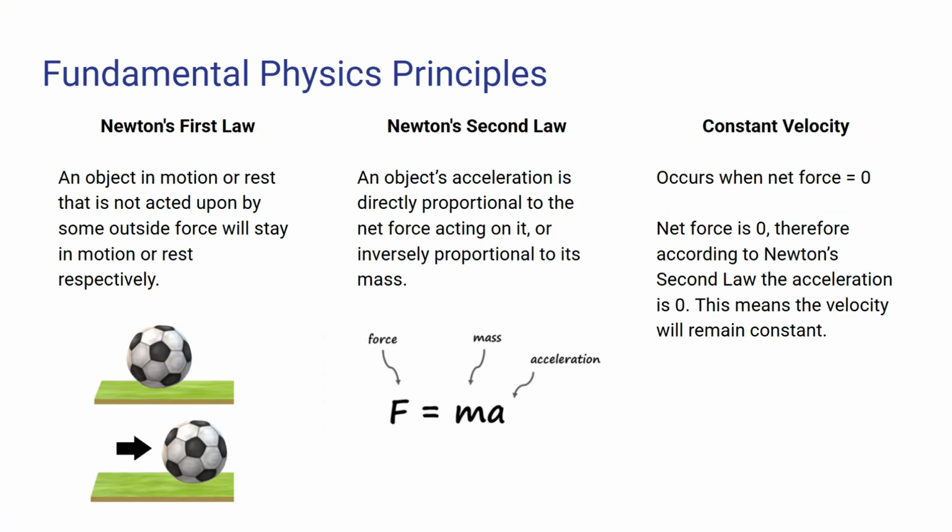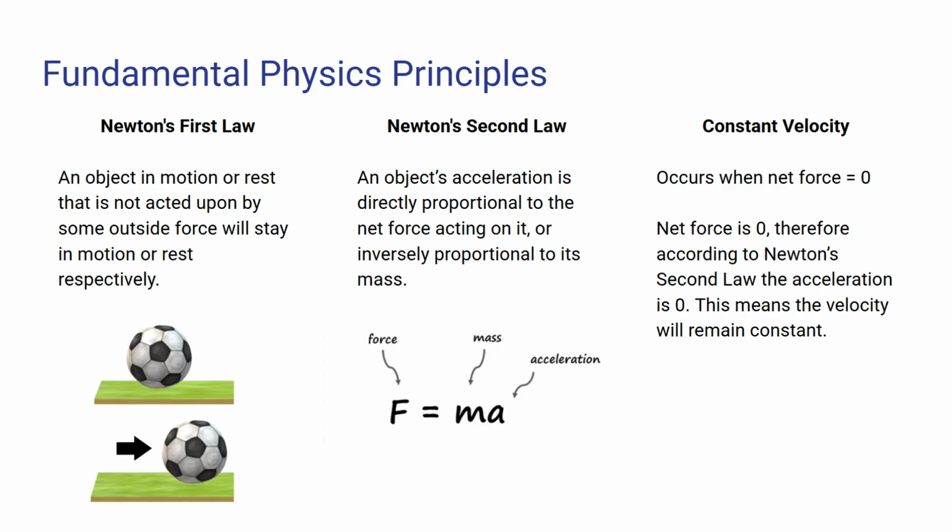To start with some of the fundamental physics principles, Newton's first law states that an object in motion or at rest that's not acted upon by some outside force will stay in motion or at rest. Essentially, the object has a tendency to resist changes in motion or rest. Newton's second law states that an object's acceleration is directly proportional to the net force acting on it, and inversely proportional to its mass. The equation below shows that, as you can see, the mass and acceleration are on the same side of the equation.